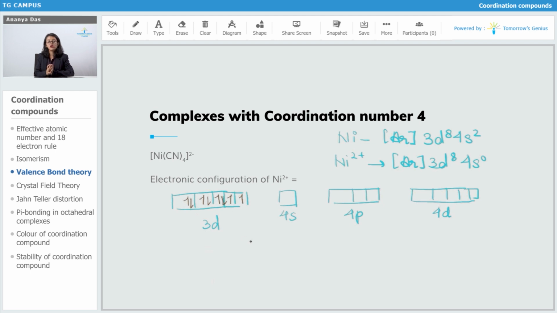Now in the environment of the cyanide, that is the CN negative ligand, what happens is these two last electrons, they pair up. So when they pair up, this is going to happen. So 1 d orbital is now empty on the 3d. So that can be used for bonding.